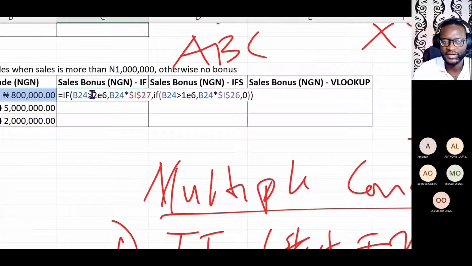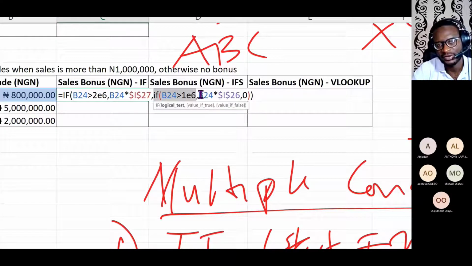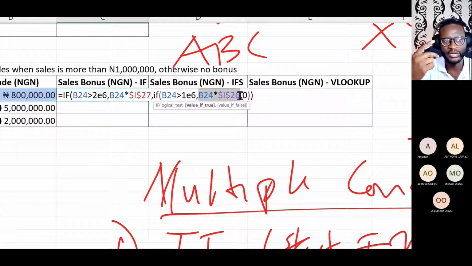Again, always start from the upper range, whatever the person is supposed to get. Another if, the next range, whatever the person is supposed to get. In our own case, we have 3 conditions. You are less than 1 million, you get 0. You are between 1 million and 2 million, you get 5%. You are above 2 million, you get 7%. So that's like 1, 2, 3 conditions. So that's why I have 2 ifs.